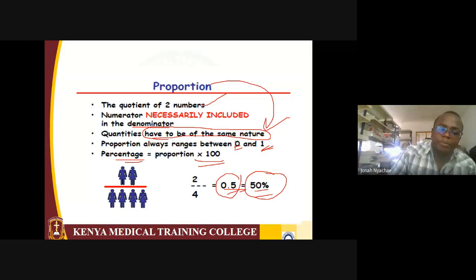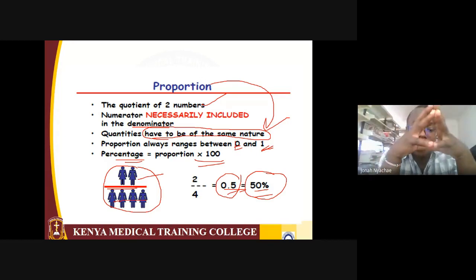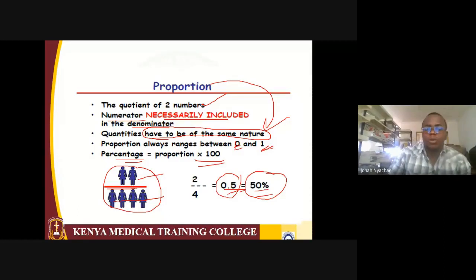For example, you have 2 girls over 4 girls. It could be that these 2 girls are the ones who passed a particular cut-off, and the 4 girls are the total population of the girls in that school. So when we go to the denominator, we have to include the numerator and the total, to be able to get the proportion. Here we have 2 girls out of 4, which gives us 0.5, or when you express it as a percentage, 50%.